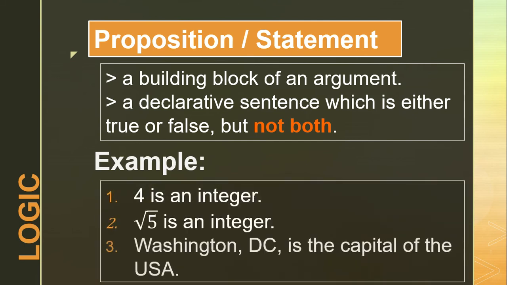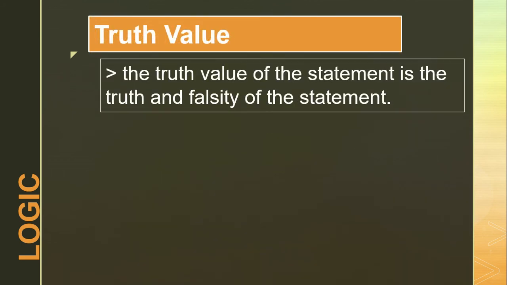Here are examples of statements or propositions. 4 is an integer. Yes, it's true that 4 is an integer, so that's why it's a proposition. Square root of 5 is an integer. No. Square root of 5 is an irrational number, so this sentence is false. However, it is still called a proposition since it has a truth value, which is false. Washington, D.C. is the capital of USA. Is it the capital of USA? Yes. So these are examples of propositions. As I have told you earlier, the falsity or truthfulness of a sentence or a statement is called the truth value.